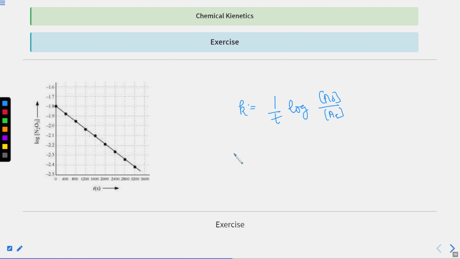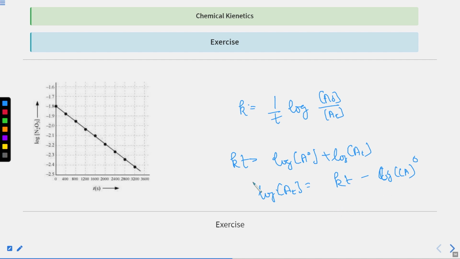Okay, it is written in this fashion. If you just simplify this, we can write it as log A naught plus log At, or log At is equal to log kt minus log A naught. If you compare it with the equation of a straight line, this is y, this is mx, where m is k and x is time, and plus c is minus log A naught.